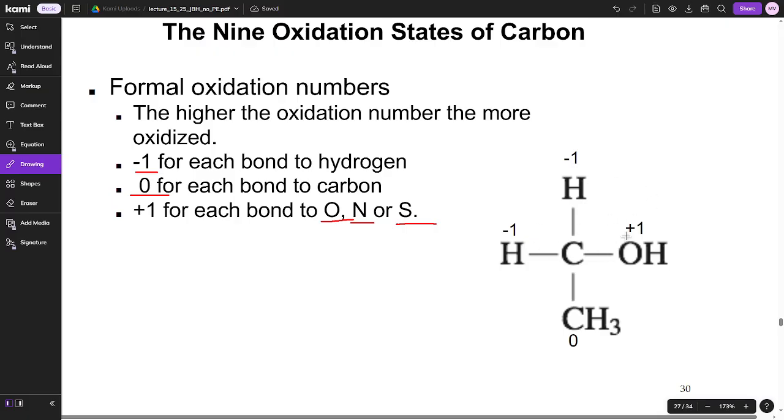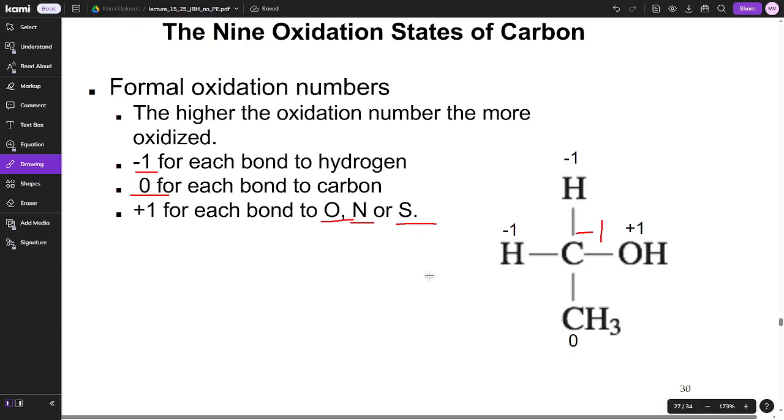So basically what's happening is because these oxygens are more electronegative than carbon, they're pulling electron density away. So it gives this carbon a partial positive. But these hydrogens are a little bit less electronegative, so they give their electrons to carbon a little bit more. So if you add these together, -1, -2, +1, that's -1. So this carbon would have a -1 oxidation number.